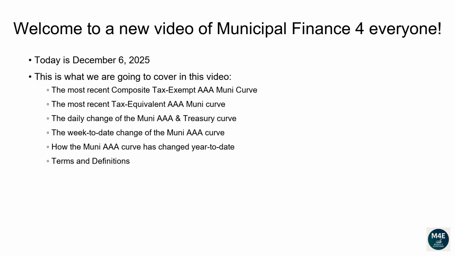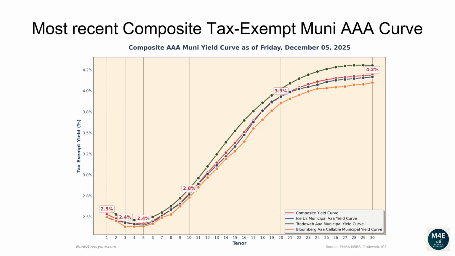Terms and definitions. Let's go over the most recent composite tax-exempt Muni AAA curve. The following composite tax-exempt yield curve is based off the most recent ICE, TradeWeb, Bloomberg yield curves that are available on the MSRB website, plus some proprietary extra adjustments, as of December 5, 2025.